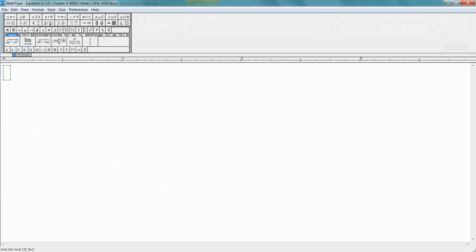All right, so let's look at the next one. 16x squared, take away 9y squared. Oops, except that's not going to work.